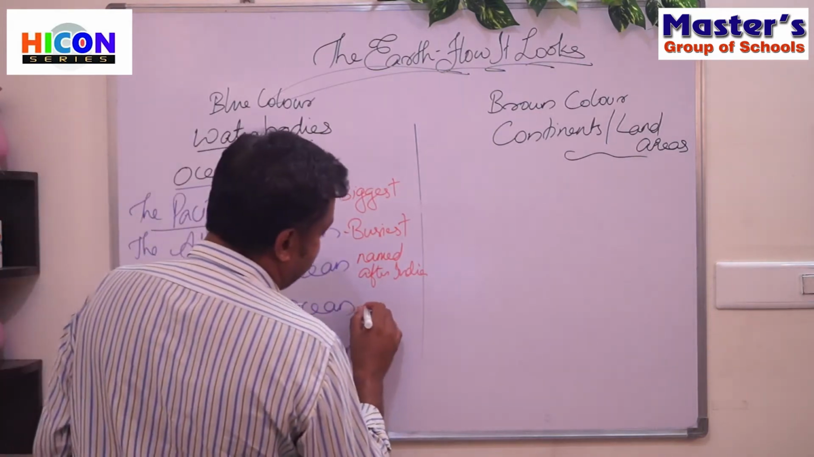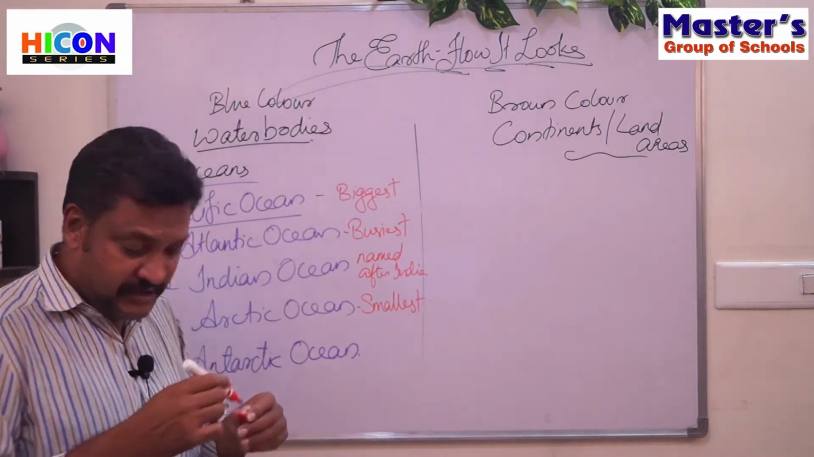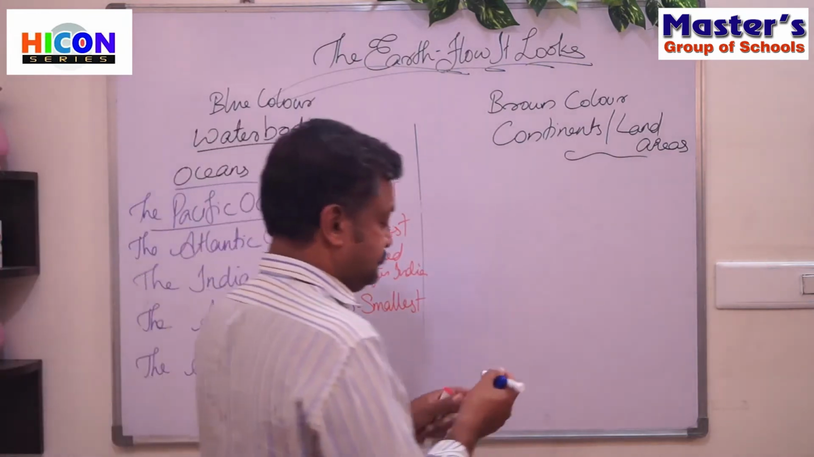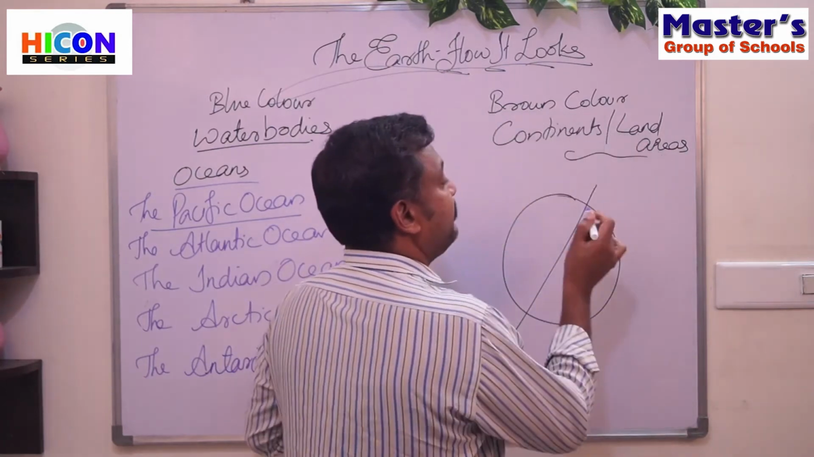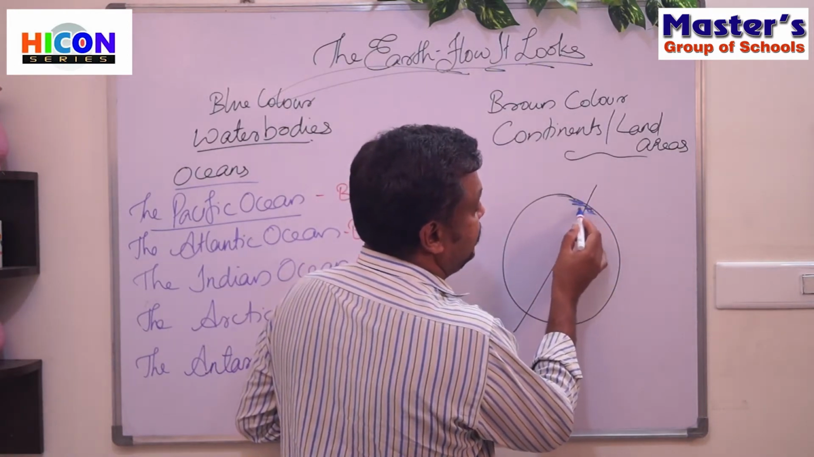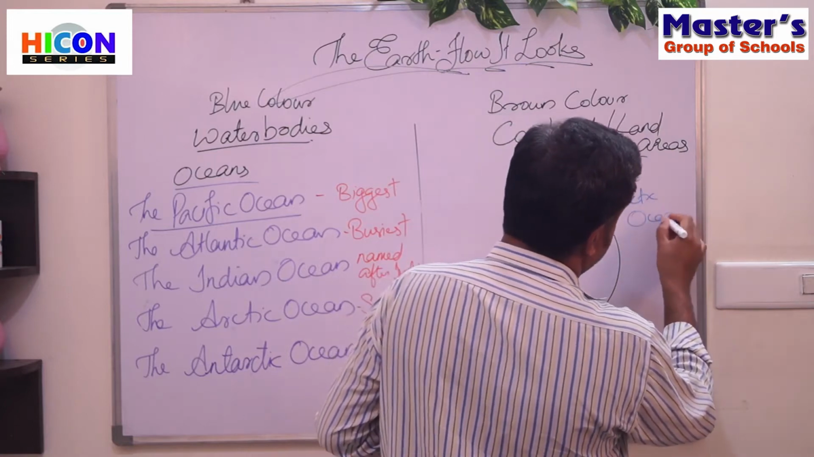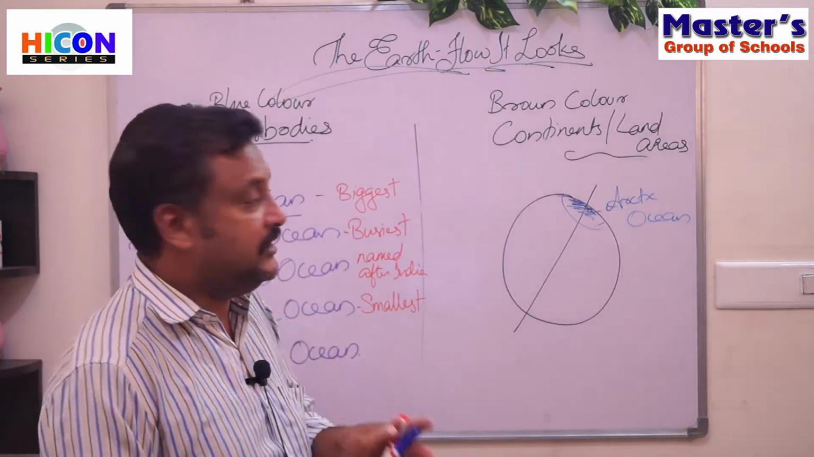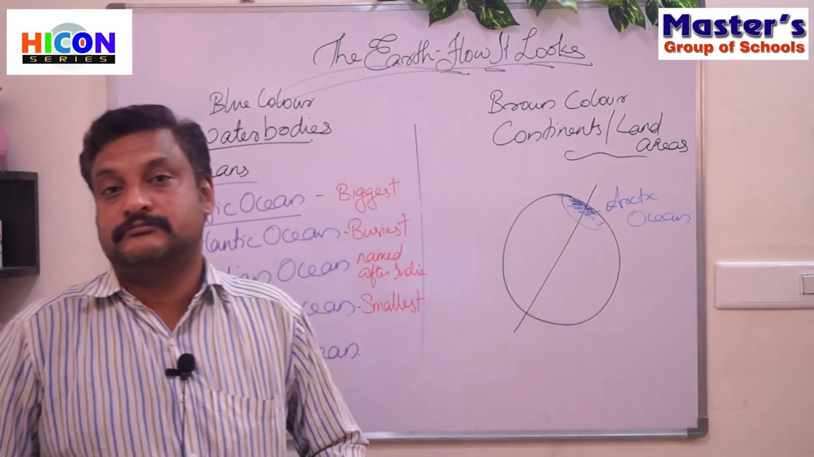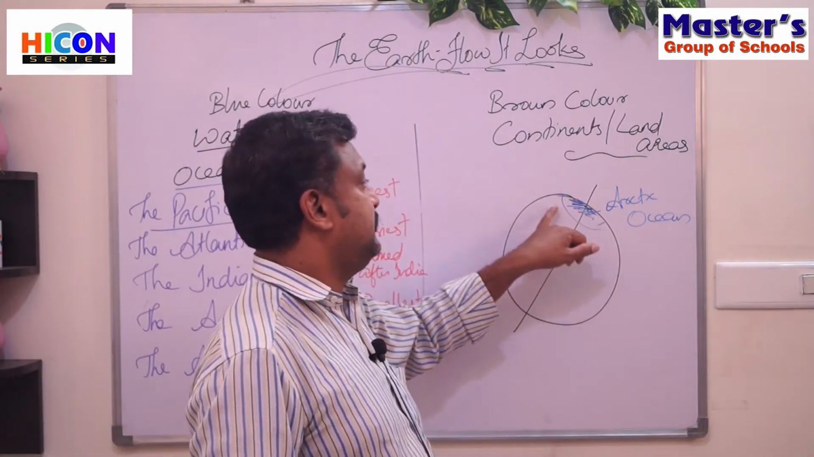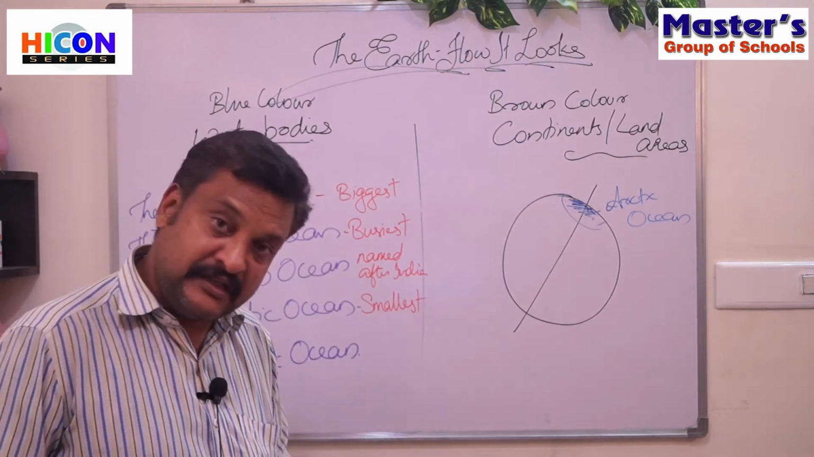Now, the Arctic Ocean is the smallest ocean. See, when we draw the globe, imagine this is the earth and this is the axis. We can see this region, we have an ocean here, and this ocean is the Arctic Ocean. The Arctic Ocean is a very small ocean near the Arctic region. We know the Arctic Circle. You'll come to know that, don't worry. So the sea found around the Arctic region or the northern pole is known as the Arctic Ocean, and that is the smallest ocean.